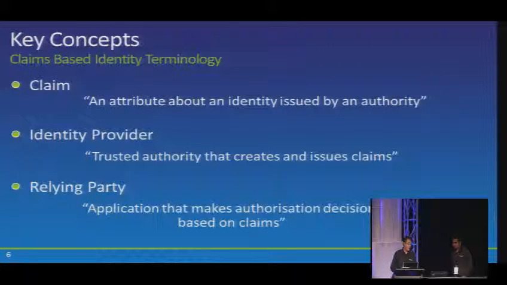His attributes contain his name, date of birth, eye color, and also his citizenship status. The next one is claim. It is an attribute about an identity issued by an authority. Identity provider is the trusted authority that creates and issues claims. And relying party is the application that makes authorization decisions based on claims.